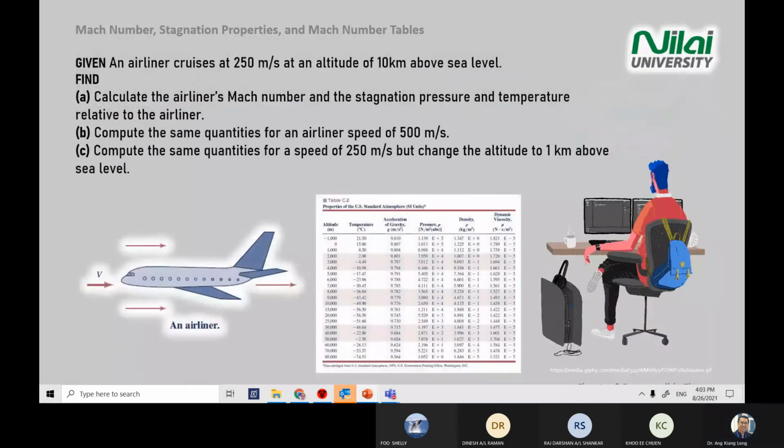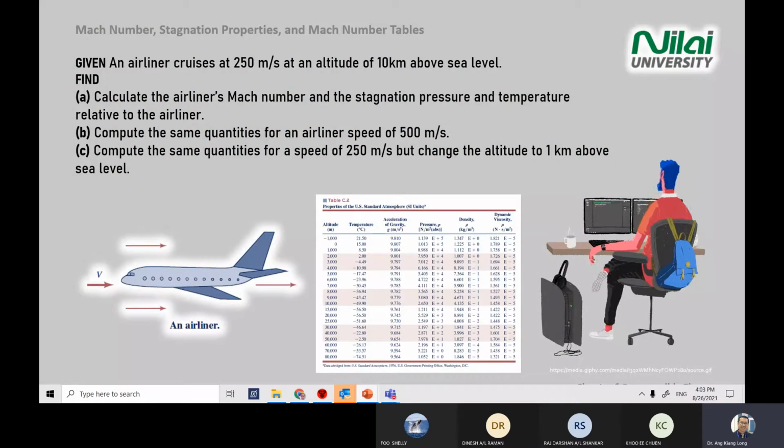We're going to look at how we apply this formula in this tutorial question. Okay, so let's look at your screen. Your screen has a picture of an aircraft flying at a velocity of V. The statement says the aircraft cruises, meaning it's flying horizontally at 250 meters per second at an altitude of 10 kilometers, 10 kilometers above sea level. And then you're given a table to refer to.